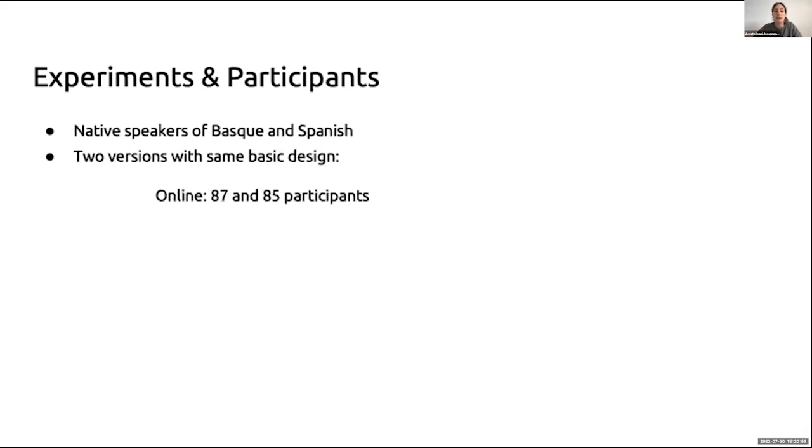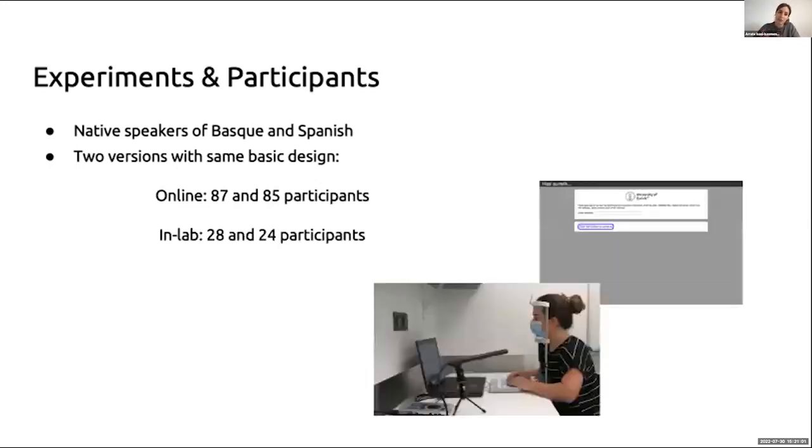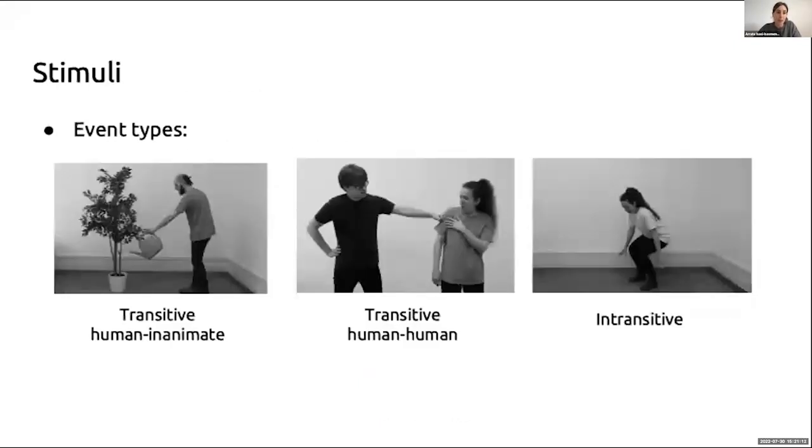So first we ran an online experiment with 87 and 85 participants in Basque and Spanish respectively. And then we took this experiment to the lab and we introduced eye tracking as well to see how participants fixated on the event pictures. And in this case, we had 28 and 24 participants in each group. The stimuli we used were event pictures, so still images. And there were three event types in this experiment.